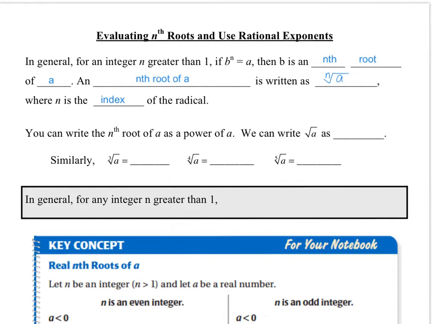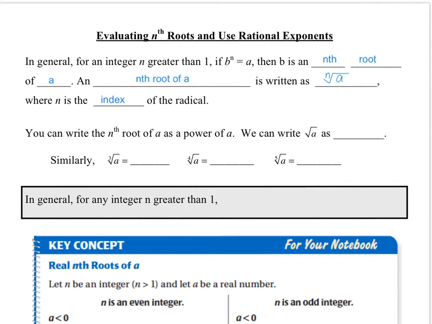So in general, for an integer n greater than 1, if some number to the power of n equals a, then b is an nth root of a. So an nth root of a is written with n as your index and a under your radical. The square root symbol is the part that's called the radical, and the index is the little number on the outside of your radical.